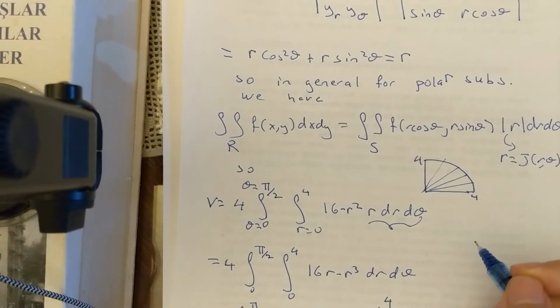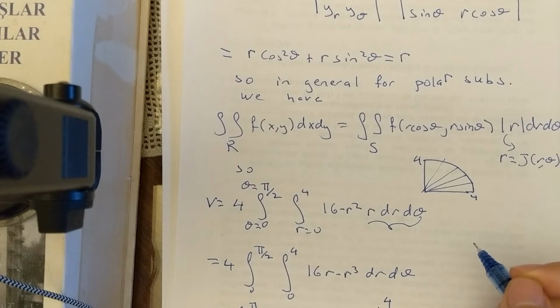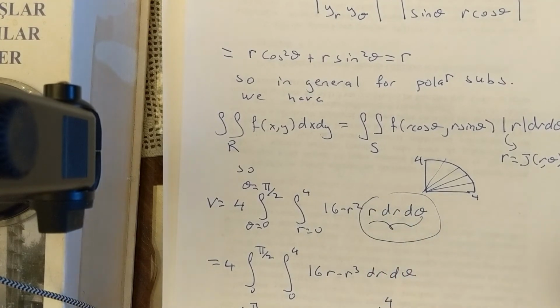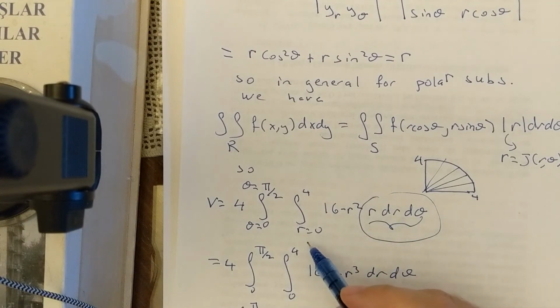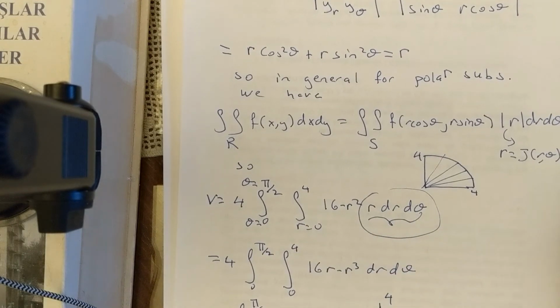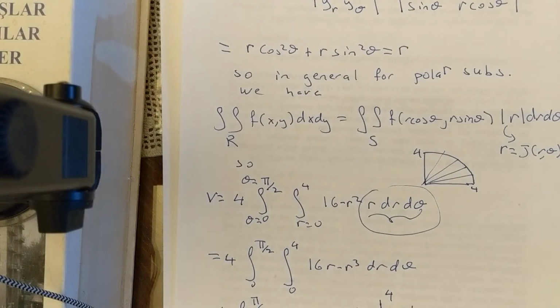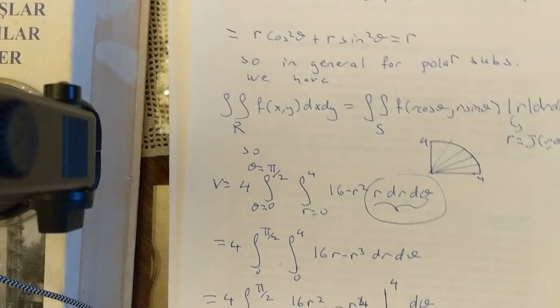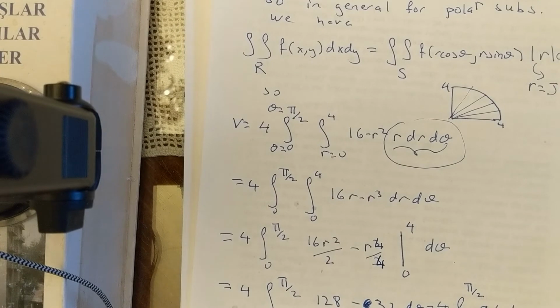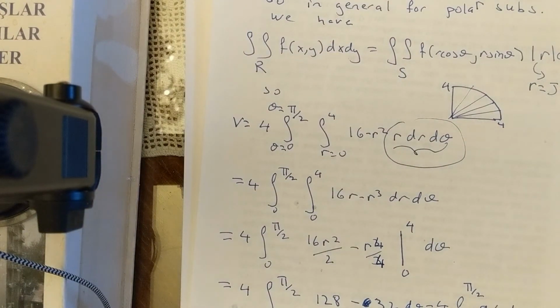When you do polar substitution, instead of dx dy, you just slap on r dr d theta, okay? And the order of integration is r first, d theta afterwards, okay? So it's always this, memorize that. So let's finish the problem up. It's getting boring. So we have 4 times the integral from 0 to pi over 2, and r goes from 0 to 4. I multiply it through by r, and you're going to get 16r minus r cubed, dr d theta.